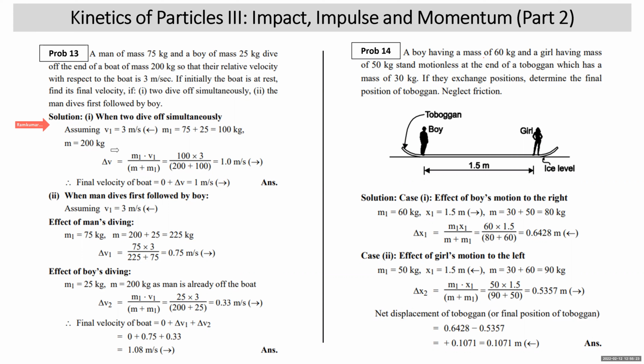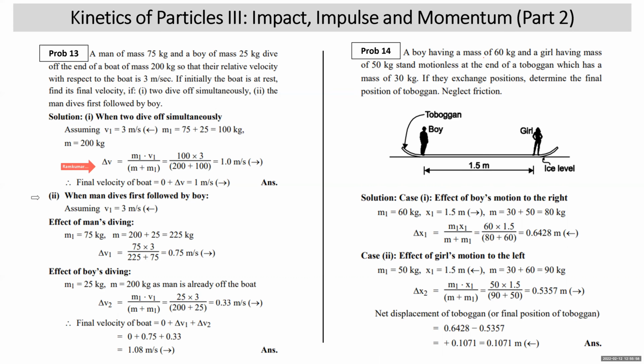Now, when the two dive off simultaneously, v1 is the relative velocity of the man and boy with respect to the boat. Here the motion is between the man and the boat and the boy and the boat, so the man and the boy can be clubbed. Their relative velocity is 3 meters per second towards the left. So m1 is 75 plus 25, that is 100. M is the mass of the boat. So delta v is m1 v1 upon m plus m1: 100 into 3 upon 200 plus 100, that is 1 meter per second. The final velocity of the boat, as the boat was initially at rest, will be 0 plus delta v, 1 meter per second.